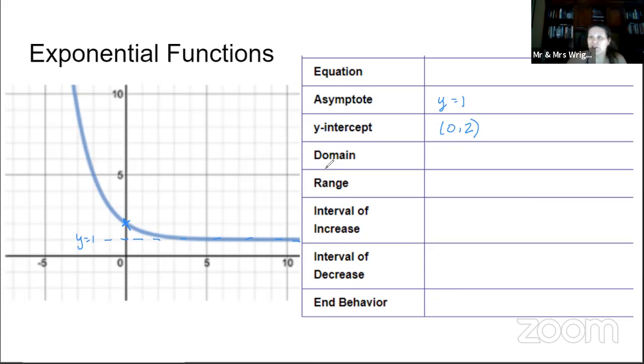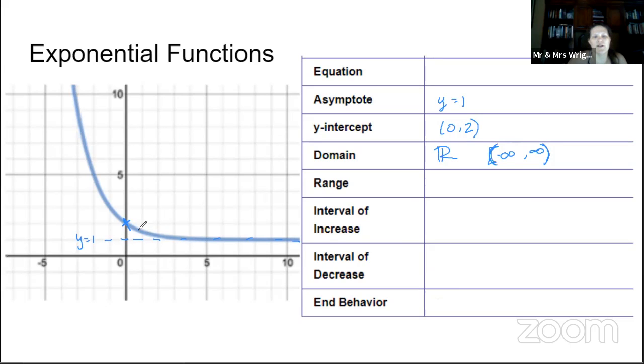Domain, we already know the answer to this. If this is an exponential function, our domain is all real numbers. Or you could say negative infinity to positive infinity. Oops, that should be a parentheses. I don't know why I like to do that first always.